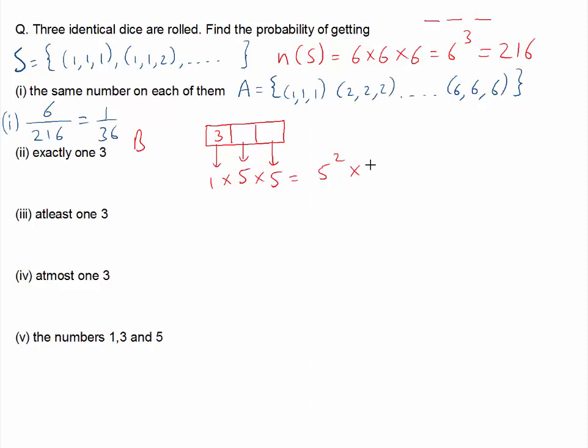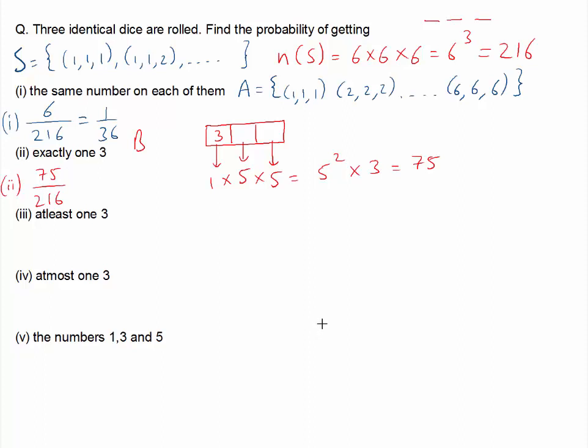So this multiplied by 3 would be the number of elements in B. So that would be equal to 75. So the answer for the second part would be 75 divided by 216. So this would be our answer.